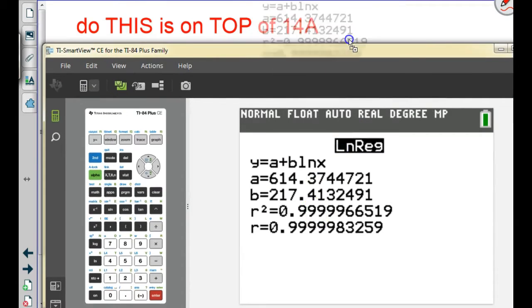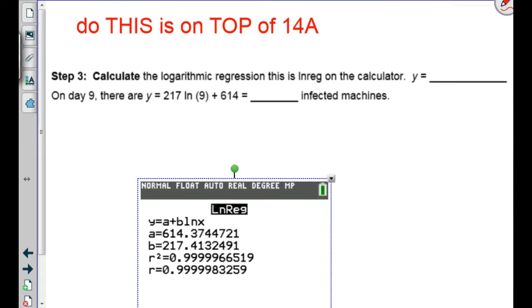can I drag this on here? I specified on the quiz, I think I said round to the nearest thousandth. So go out quite a few places. As long as you store it and use all the places, you're fine. Plus B, which is 217.4132, ln of x, which I didn't leave room for.